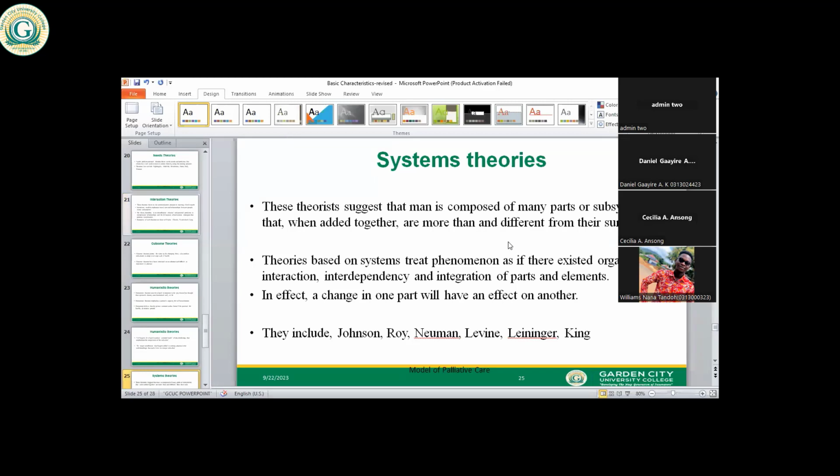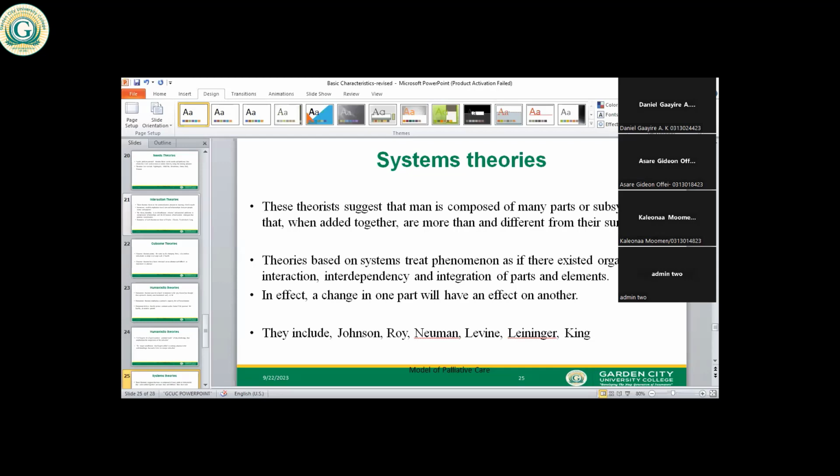Someone is asking where we can classify Abraham Maslow's theory. So let me ask this question to the entire class. Where can we classify Abraham Maslow's theory? Anybody to try? Mr. Daniel. Yes, Mr. Daniel. Yes, madam. I think it is under the theory of needs.